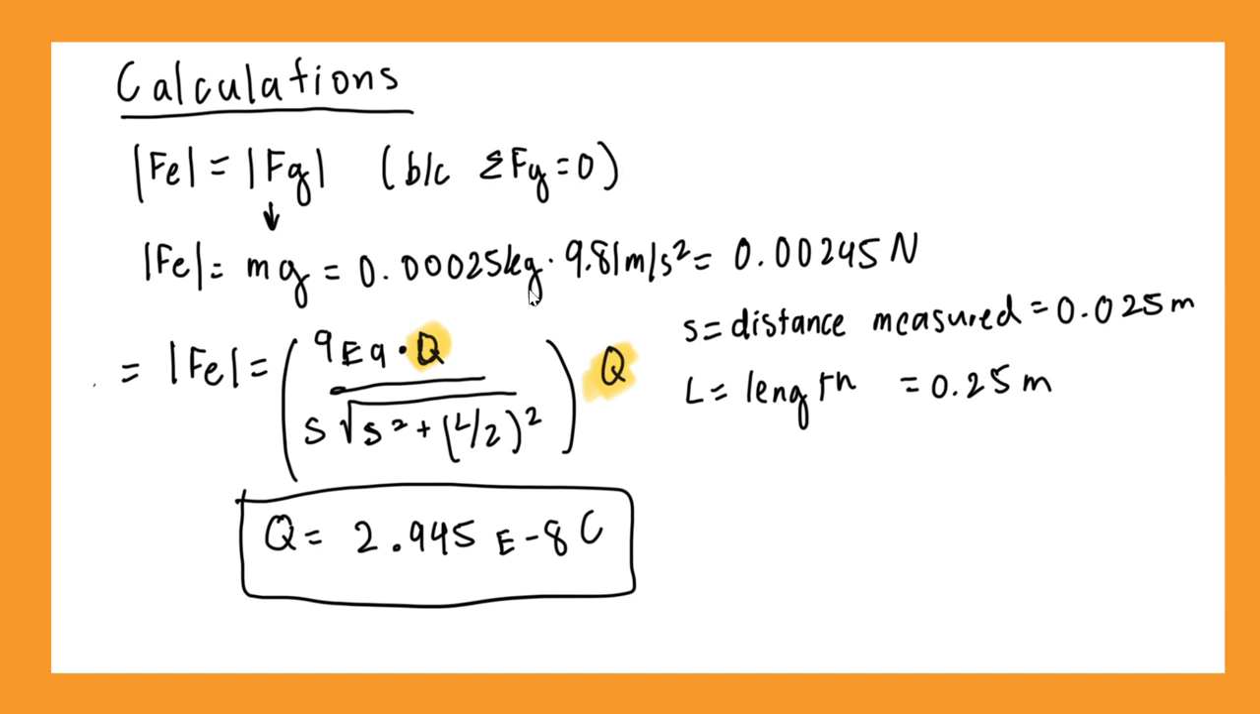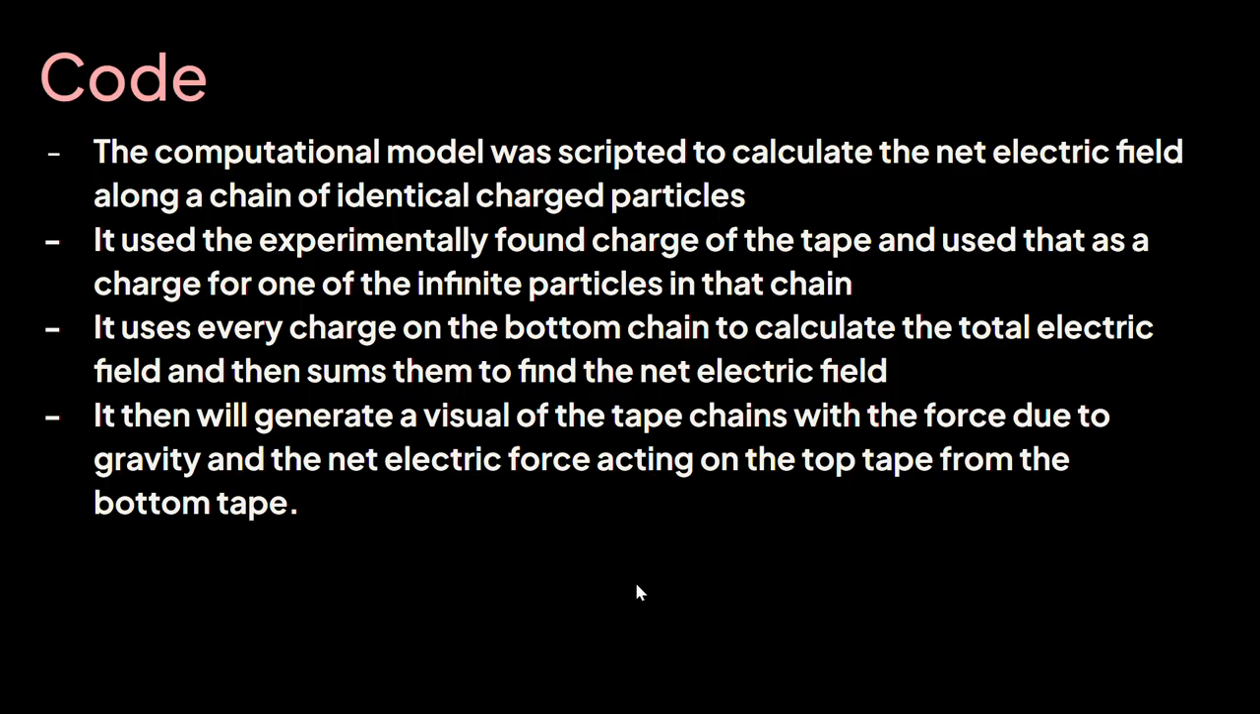Here we calculate mg, and this is our formula for Fe, where we treat it as a line of charges, where S is the distance between the two tapes and L is the length of a tape. Here we solve for Q by setting this equation equal to Fg, and this is what we get for our charge.